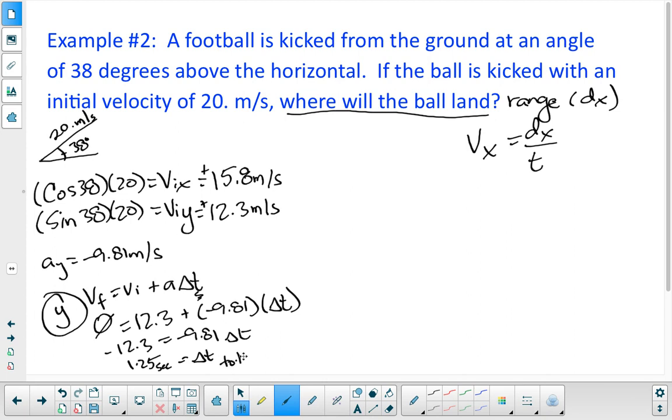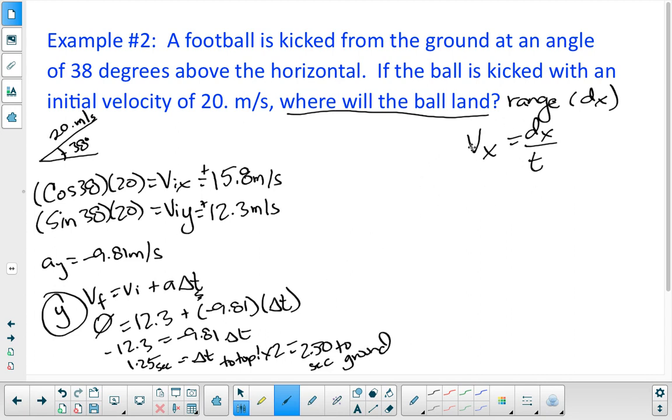This is t top. And again, this is one of the key things that students forget to do. If I want to know the full time, I have to multiply by 2 to get the full range. So 1.25 times 2 equals 2.50 seconds to ground. And again, that's one of the things that students forget to do.